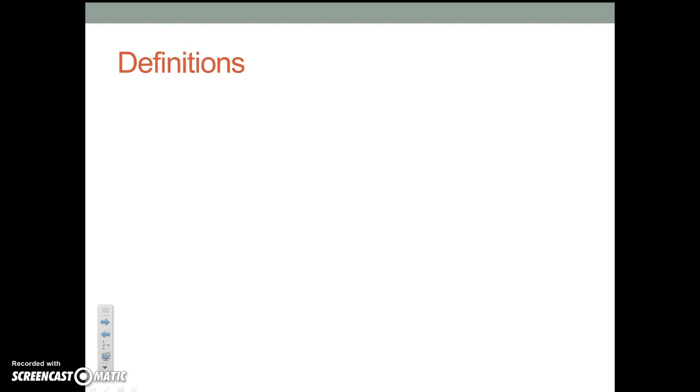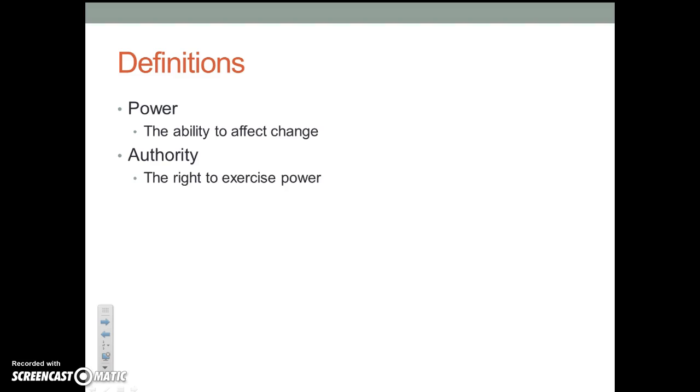Now, you should remember some definitions from what we've talked about so far, particularly power, being the ability to affect change. So if you can affect political change, then you've got political power. Authority is, of course, the right to exercise that power. So if you're going around and exercising that power without authority, you're a bully.